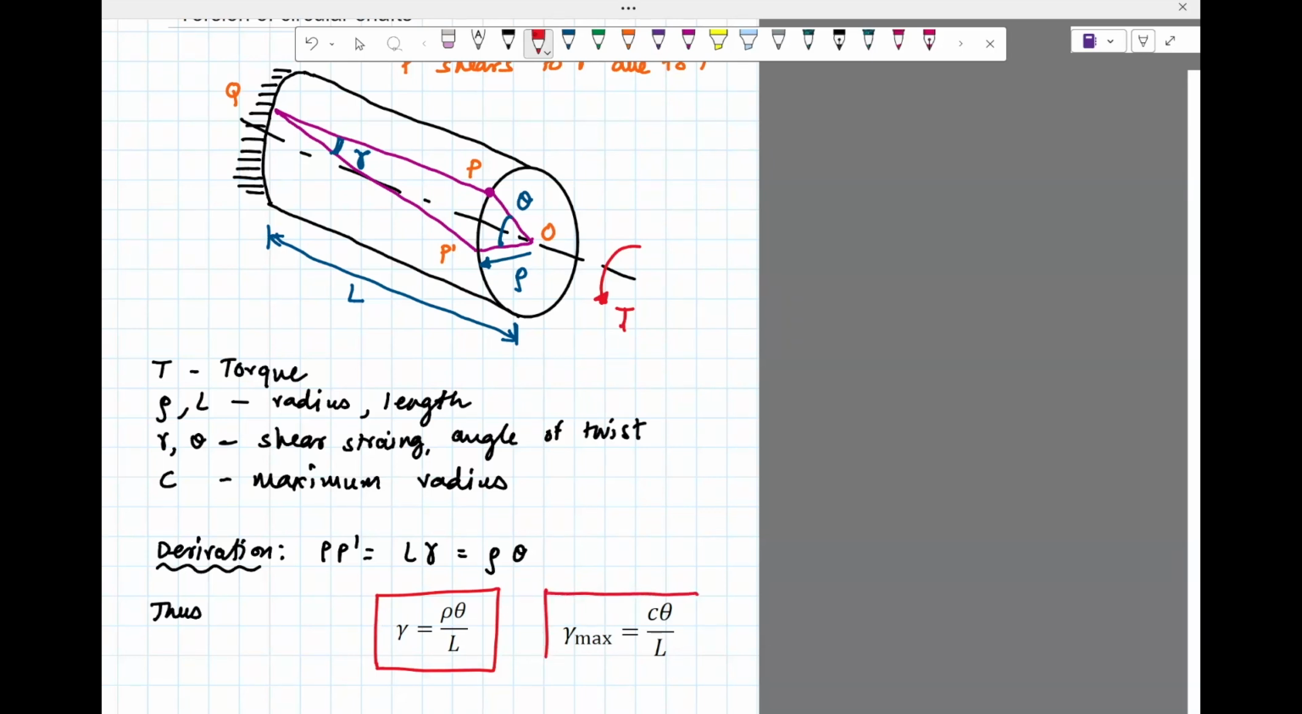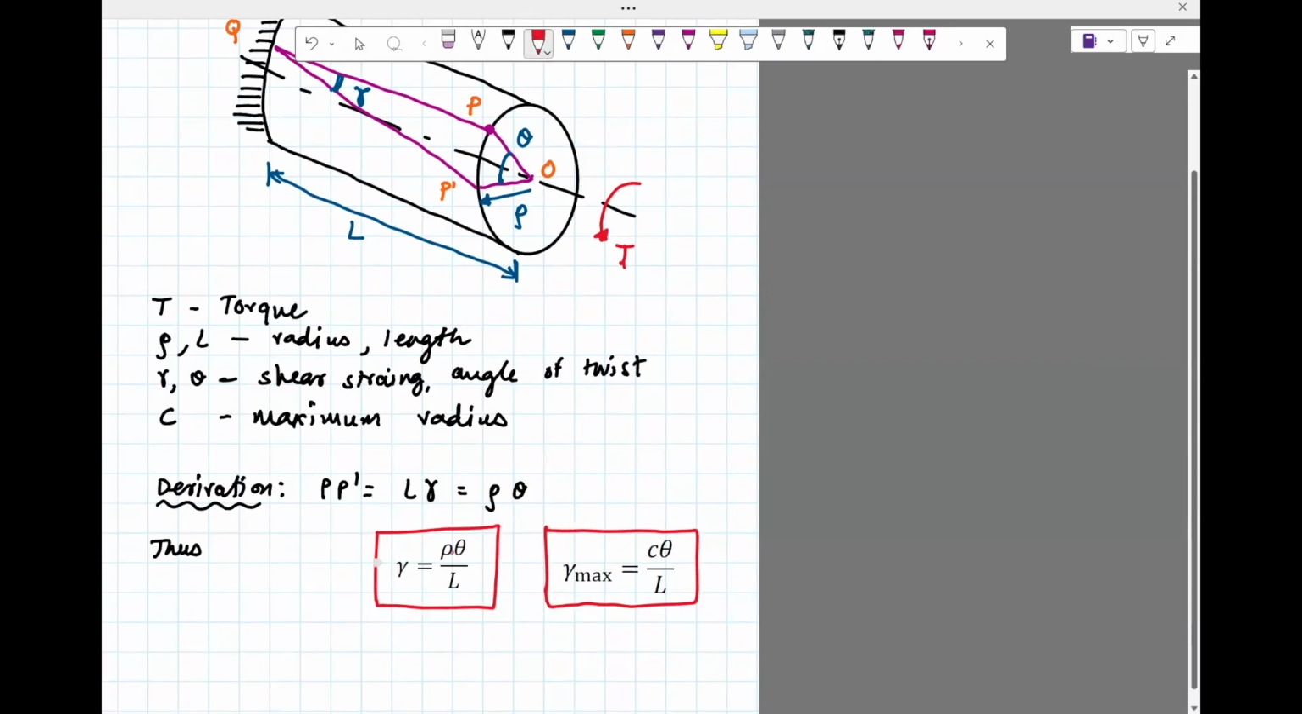If you want to find the maximum shear strain, all you have to do is put in the maximum radius. So the radius is going to be the radius of the shaft. Here rho is some radius and C is the maximum radius, and that will give you the maximum shear strain. So you can see that the shear strain varies linearly with the radius. The larger the radius, the larger the shear strain.